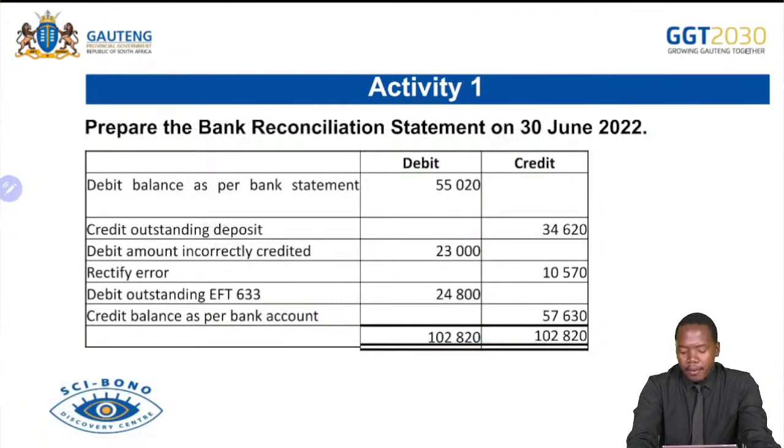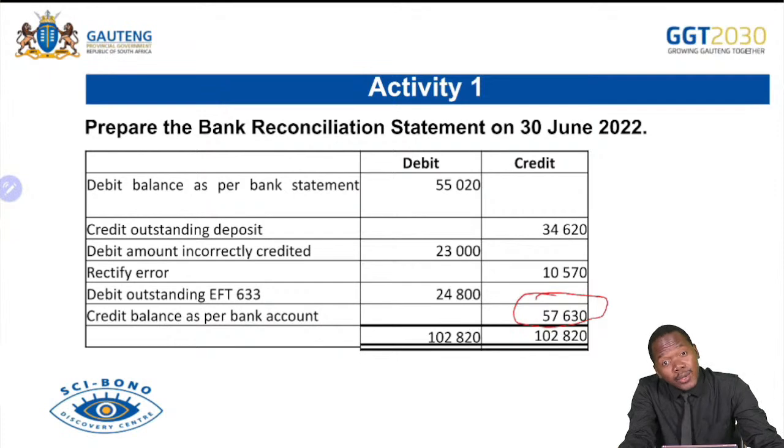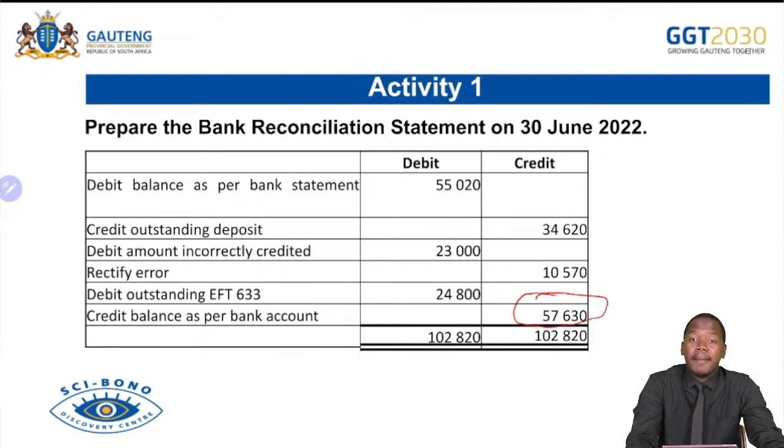Moving forward, now look at our full bank reconciliation. We had outstanding deposits. We had debit amount incorrectly debited, incorrectly credited. We had rectifying of error, outstanding EFT, and then now we have our credit balance per bank account. Grade 12s, remember, if on the other side you set your balances on the credit side, you must also record it on the credit side in your bank reconciliation. You shouldn't do the opposite because you will lose the marks.